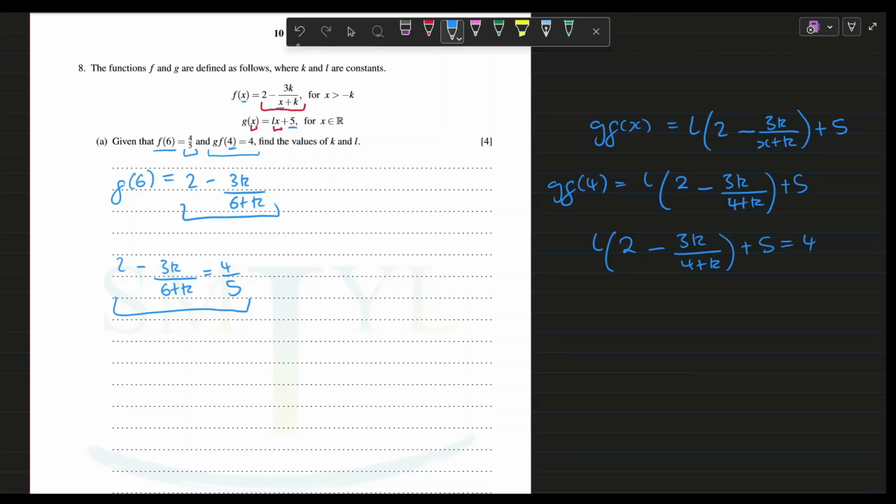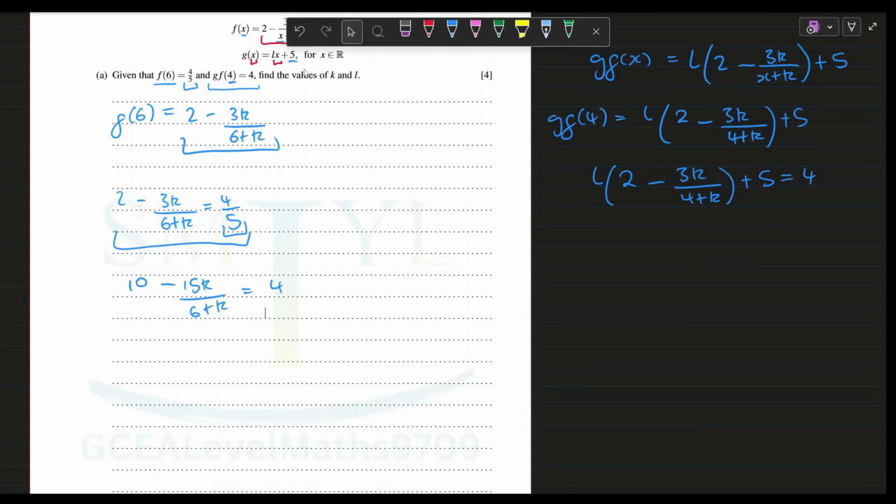So for starters, we're going to multiply through by 5 to get rid of this denominator here. So that's 2 times 5, which is 10. Then we've got 5 times negative 3k, so negative 15k over 6 plus k is equal to 4. And then I'm just going to put the 10 and the 4 on one side so we can simplify them. So you get 15k over 6 plus k is equal to 10 minus 4. So you've got 15k over 6 plus k is equal to 6.